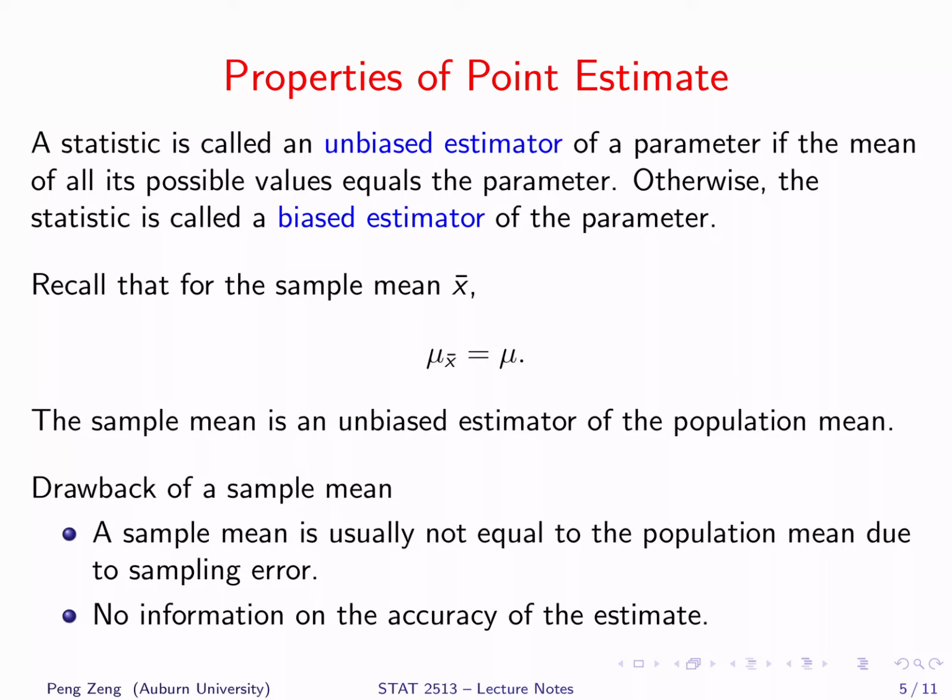There are also some drawbacks when using a point estimate. Firstly, a sample mean is usually not equal to the population mean due to sampling error. Although it is expected that the sample mean is close to the population mean, they are unlikely to be equal. Secondly, no information is available on the accuracy of the estimate. For example, in the previous slide, we estimated the mean price of new mobile homes to be $63,280. We don't know how accurate this estimate is.